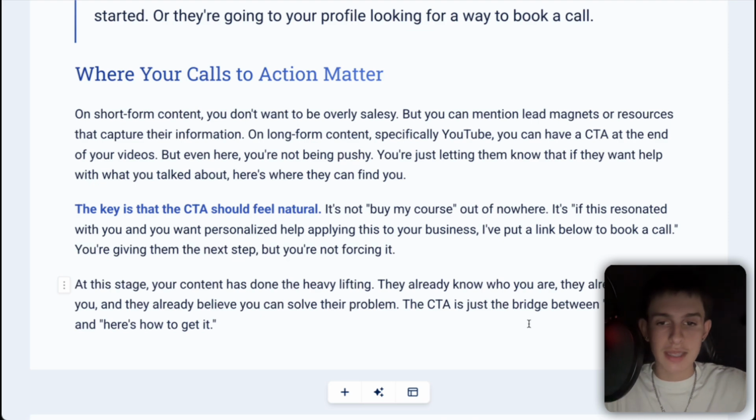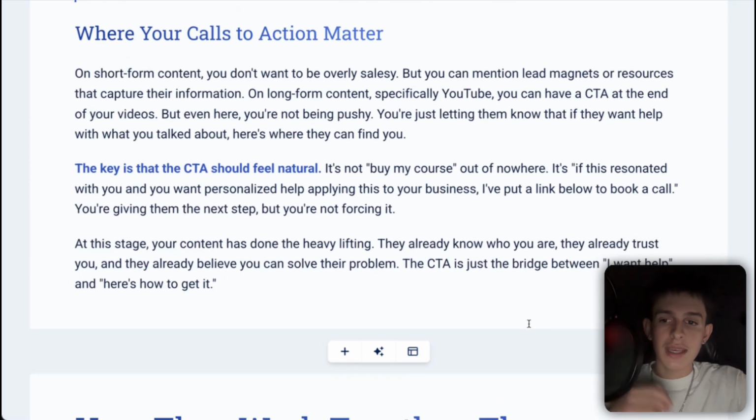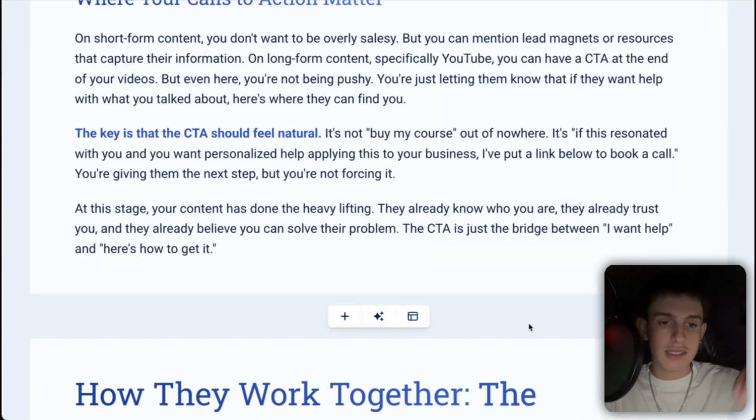You're giving them the next steps, but you're not forcing it on them, because at this point they should already be nurtured. You don't need to be doing all that. And if the prospect isn't nurtured enough, that's just going to turn them away and kind of kick them out of their ecosystem. Now at this stage, your content has already done the heavy lifting. They already know who you are, they trust you, they believe you can solve the problem. The CTA is just bridging them from "I want help" to "here's how I get it."